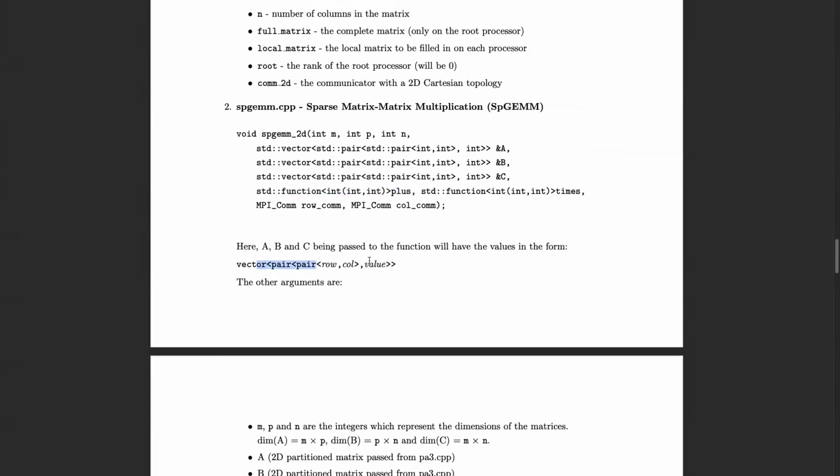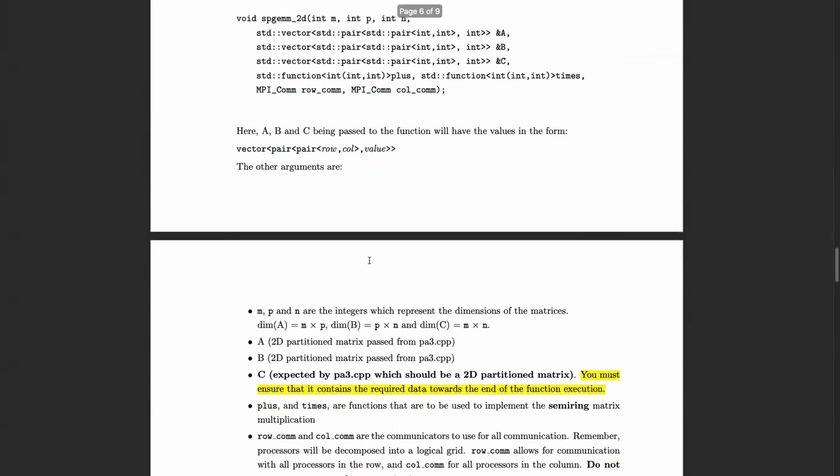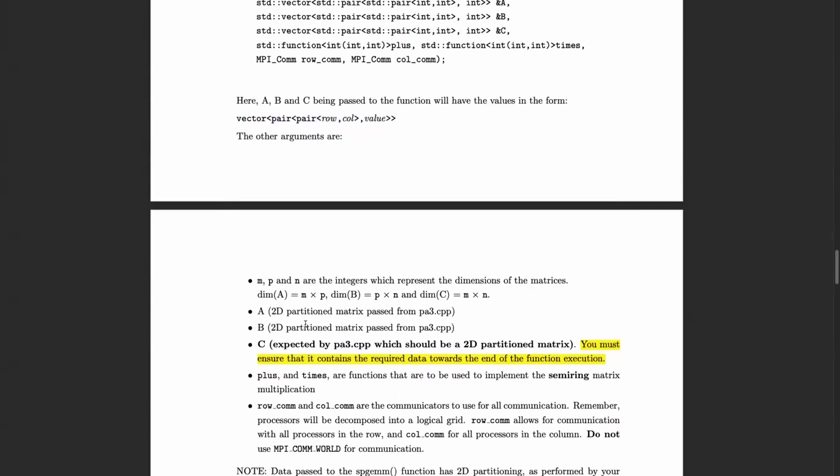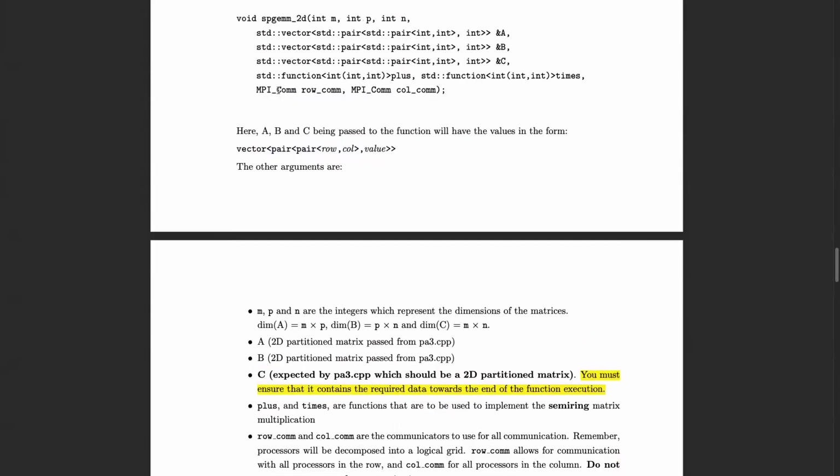So yeah, they have this format, the same COO format, A and B, and then C. And so you get a row communicator and a column communicator, and that is to perform the broadcast in SUMMA along the row and along the column. So we already did that. You don't need to do it.